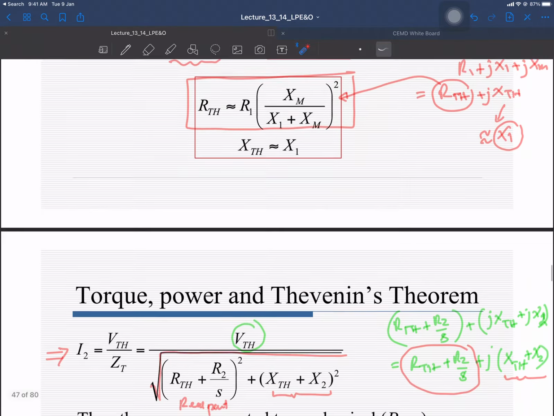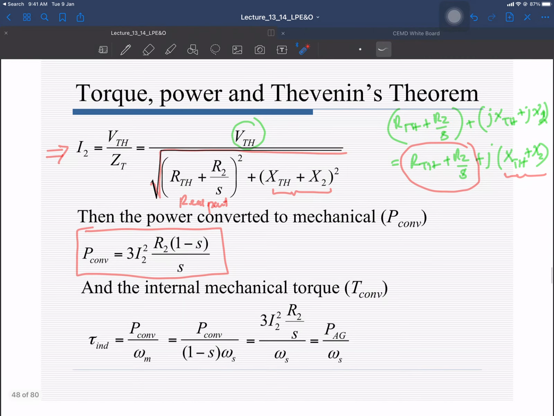So you can see over here that the power is given by this expression, 3 I2 square into R2 into (1 minus s) by s. Now you have calculated the I2, and you can easily find the expression for the power that is converted into the mechanical form. The induced torque is given by P converted divided by omega. Mechanical power is represented as torque induced into omega m.